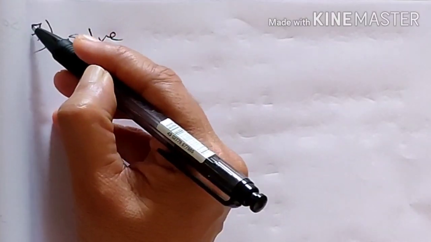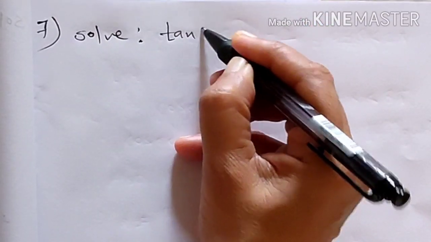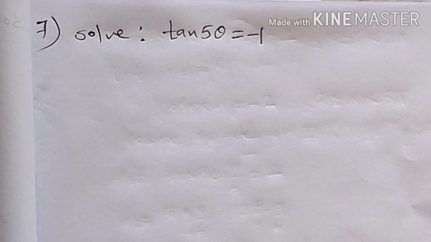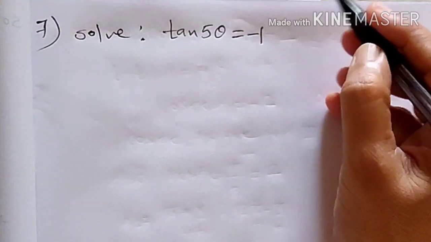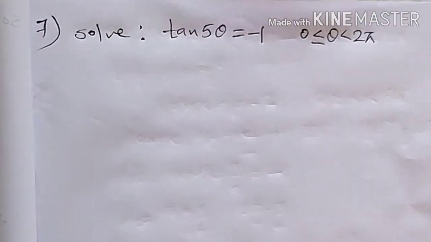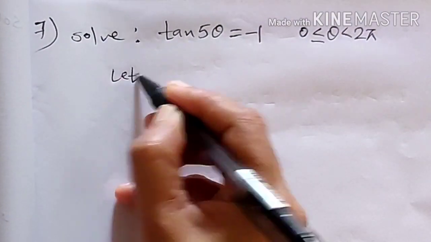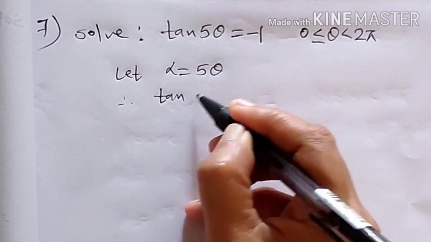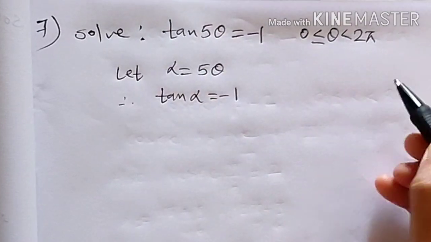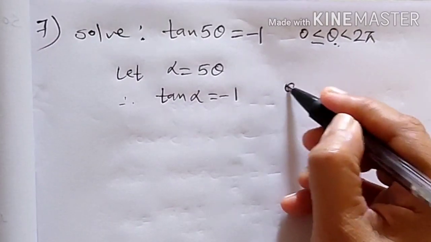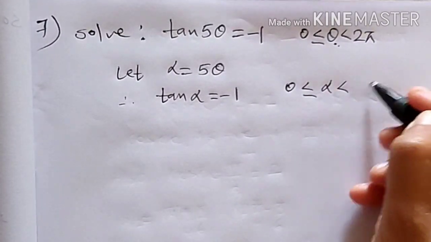Let's solve one more. Solve tan 5 theta is equal to minus 1. Principal solution. So we know that theta lies between 0 to 2 pi. Let alpha be equal to 5 theta. Therefore our equation becomes tan alpha is equal to minus 1, where 5 theta will lie between 0 to 10 pi. So our alpha will lie between 0 to 10 pi.